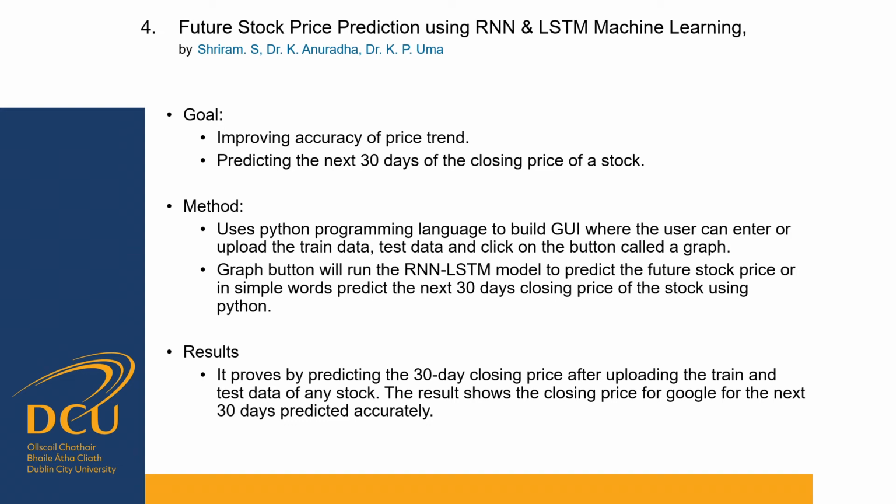In this paper, the researcher aims to improve the accuracy and predict the next 30 days of the stock. The researcher used the Python programming language to build a graphical user interface where the user can insert and train data and then test the data with the remaining process. The graph button will run the RNN and LSTM model to predict the future price, or in simple words, to predict the next 30 days of stock prices using Python. As a result, they have proven they can predict 30 days of closing prices after uploading training data of any stock market or any stock with a high accuracy rate.